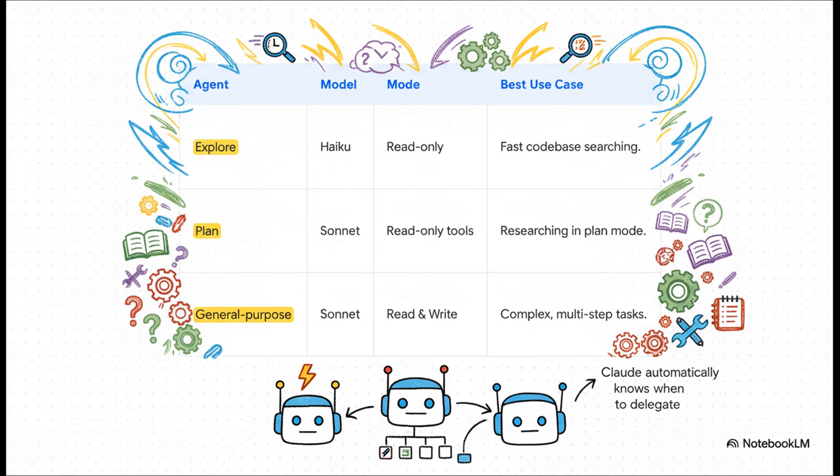And finally, you've got the General Purpose agent. This is your all-arounder, your heavy hitter. It also uses Sonnet and can handle complex jobs that need to read and write files. And the best part, Claude is smart enough to know which one to call for the job automatically.